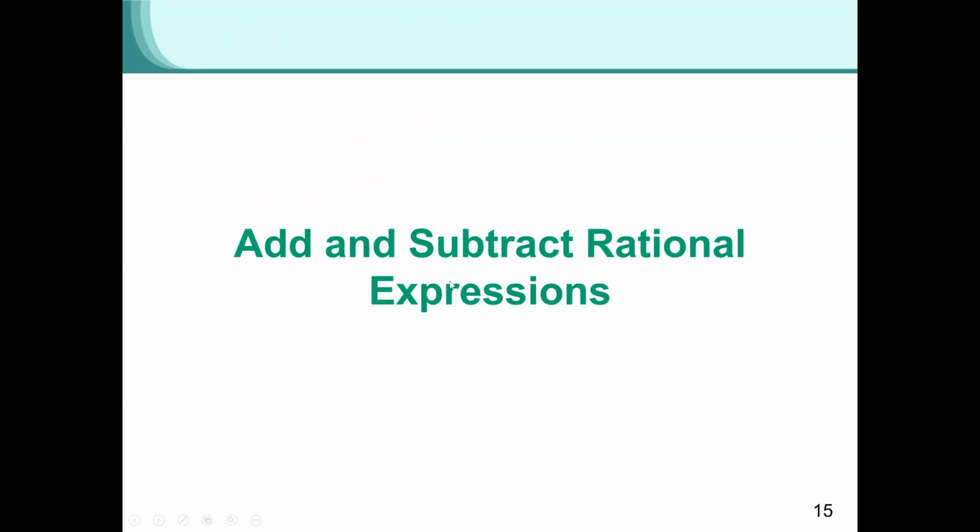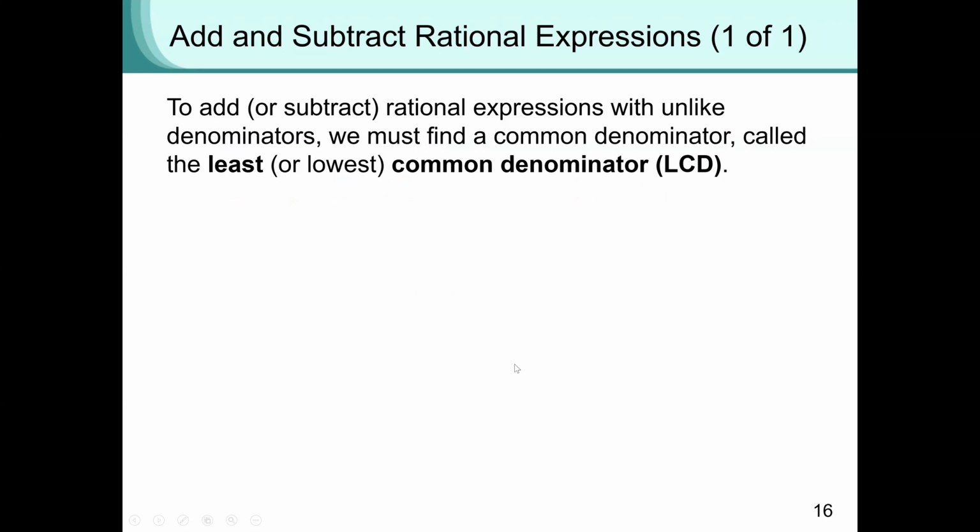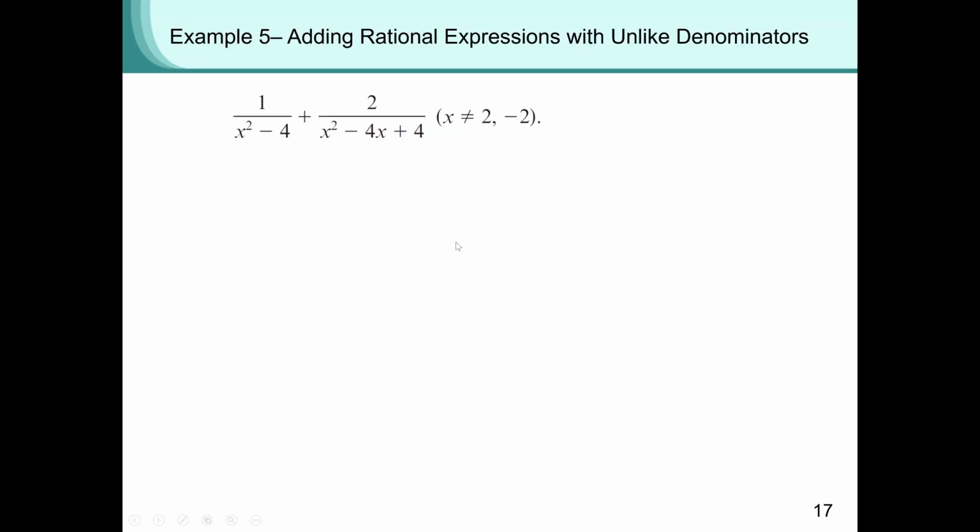So next is adding and subtraction of rational expressions. The rule here, I think the most important thing we said earlier was the least common denominator. If the denominators are not the same, then we need to find the LCD. So what is LCD? This example given here. If I have 1 over x squared minus 4 plus 2 over x squared minus 4x plus 4.